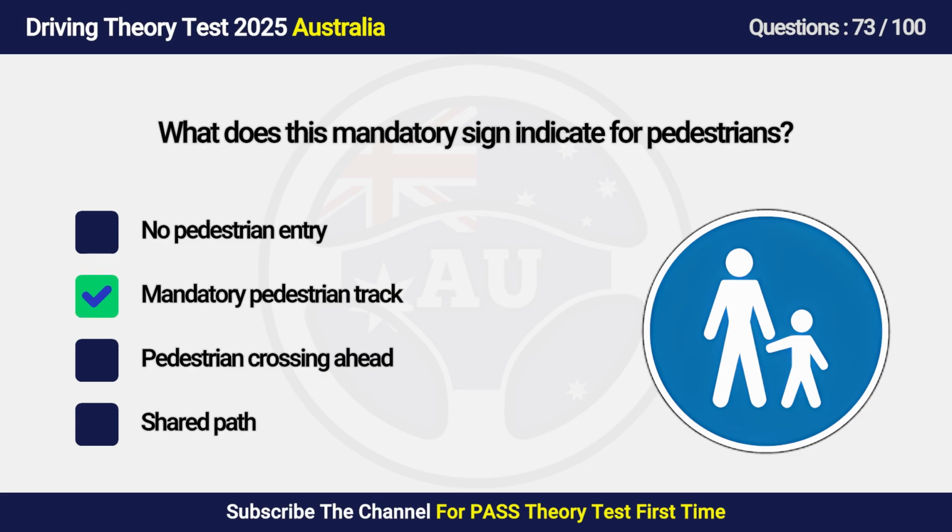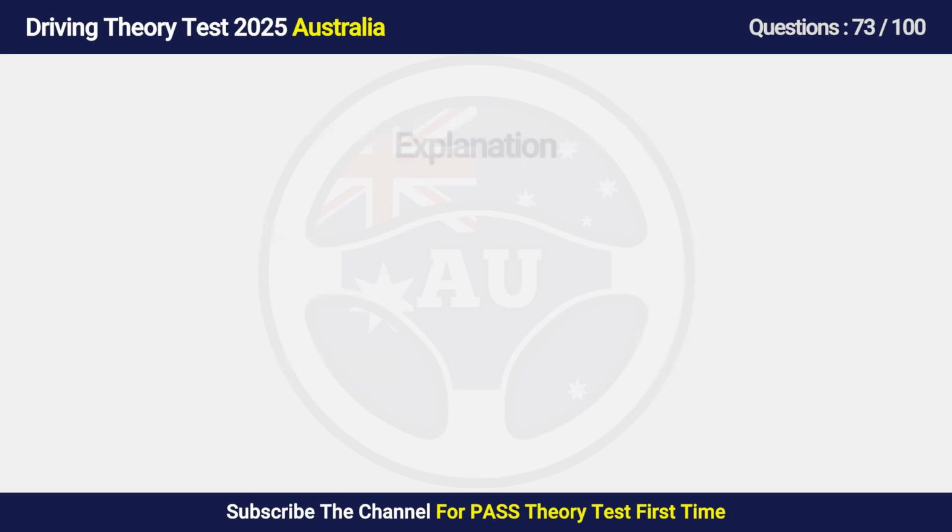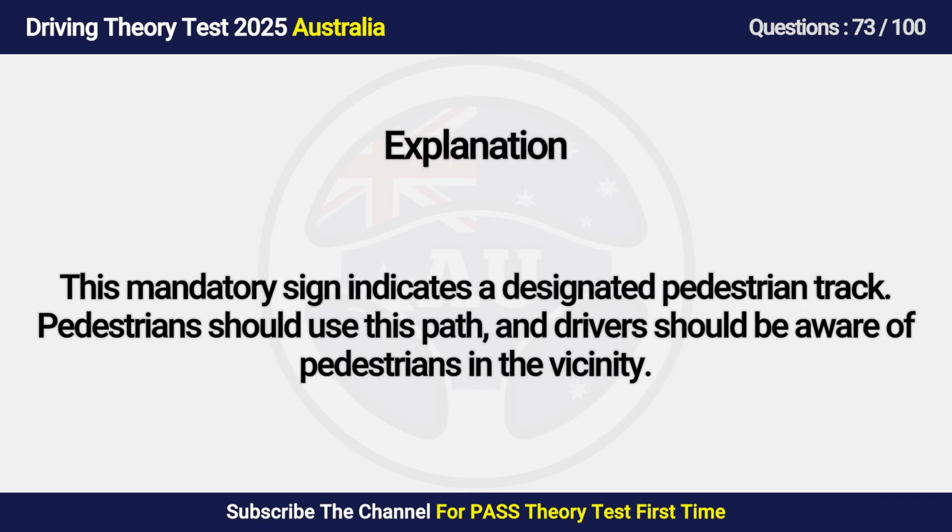Answer is B, mandatory pedestrian track. This mandatory sign indicates a pedestrian track. Pedestrians should use this path, and drivers should be aware of pedestrians in the vicinity.